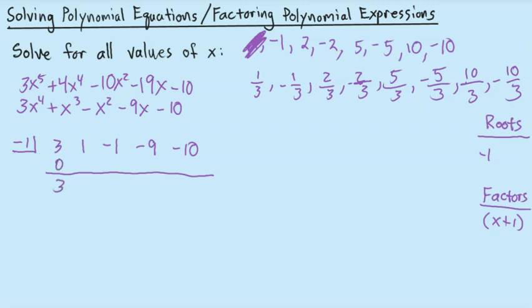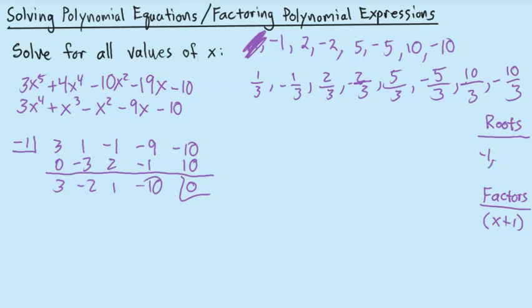3 plus 0 is 3, times negative 1 is negative 3, plus 1 is negative 2. Negative 2 times negative 1 is 2, plus negative 1 is 1, times negative 1 is negative 1. Negative 1 plus negative 9 is negative 10. Negative 10 times negative 1 is 10. And sure enough, negative 10 plus 10 is 0. I got another remainder of 0. That means that -1 shows up as a root 2 times, and it shows up as a factor 2 times.